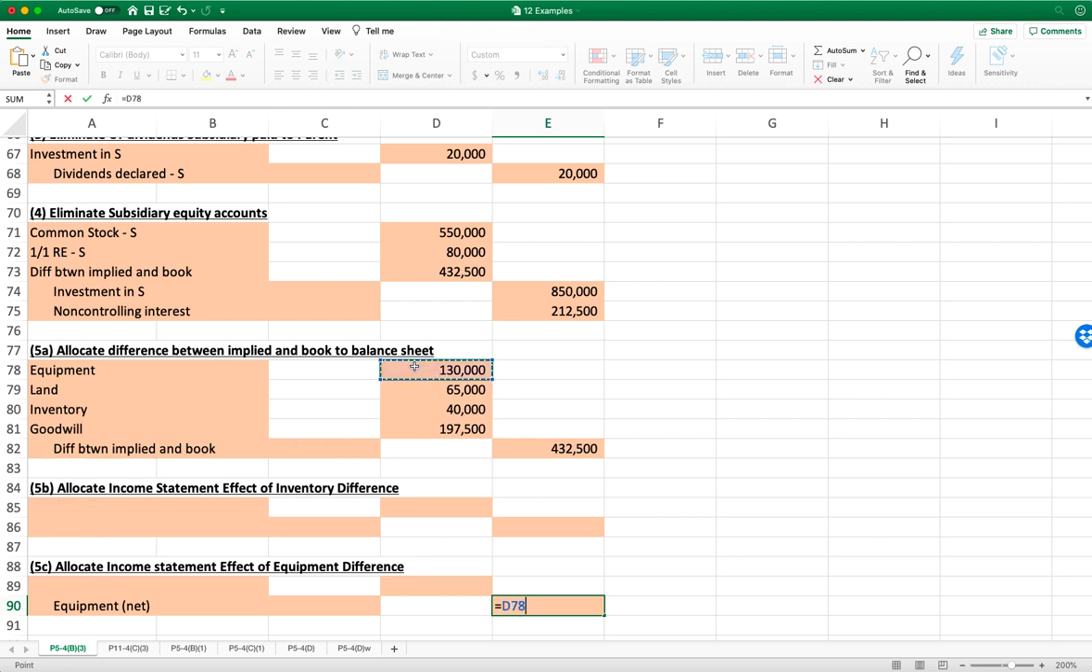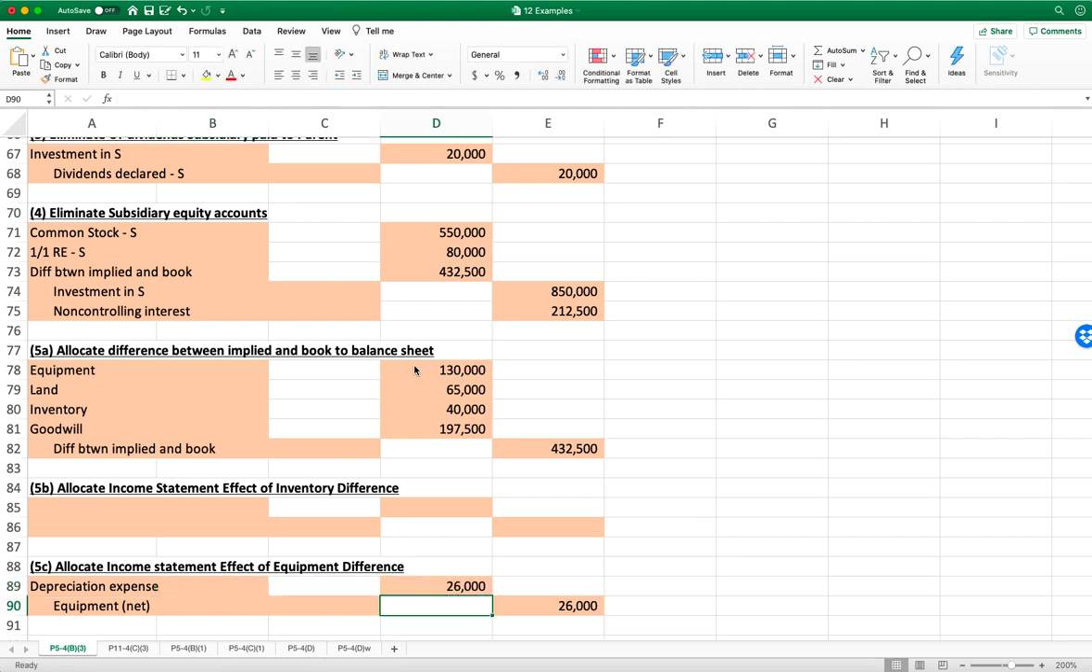Again, that was this $130,000 being depreciated over 5 years, so that's an annual amount of $26,000. That's going to go to depreciation expense to put that extra year's worth of depreciation for our fair value adjustment on the consolidated income statement.